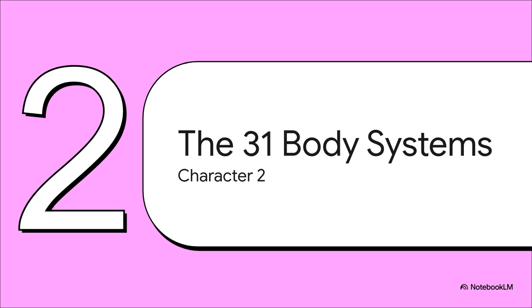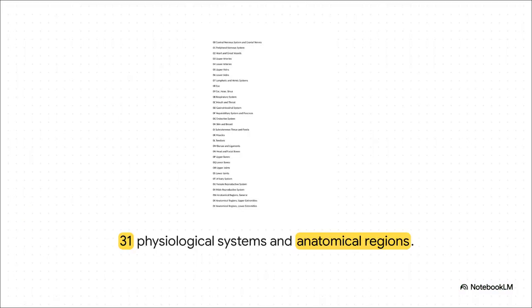Which brings us perfectly to Section 2, the 31 body systems. This is all defined by Character 2. So Character 2 divides the human body into 31 distinct physiological systems and anatomical regions. Now, I know hearing 31 systems sounds kind of overwhelming at first glance, but do not panic. We're going to break these down into really digestible, logical chunks. The creators of this code set were incredibly methodical, as you'll see.